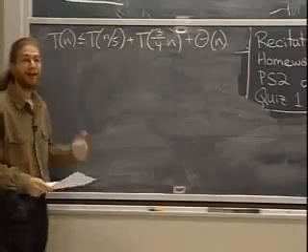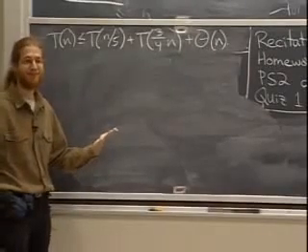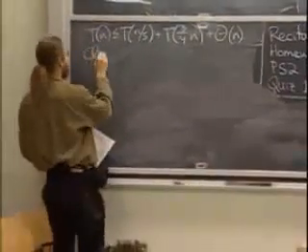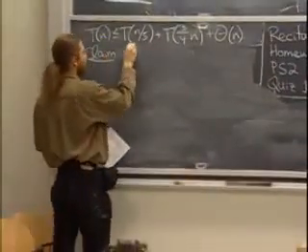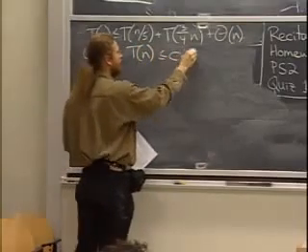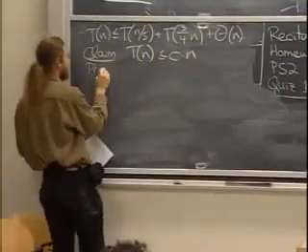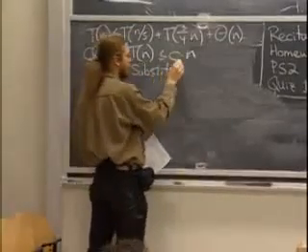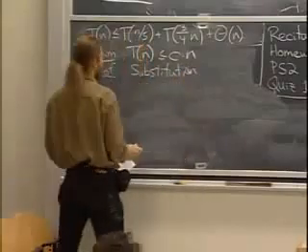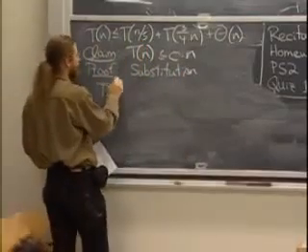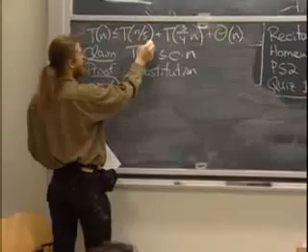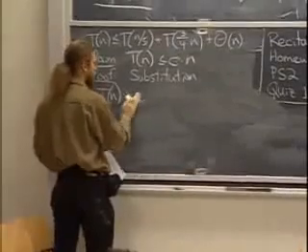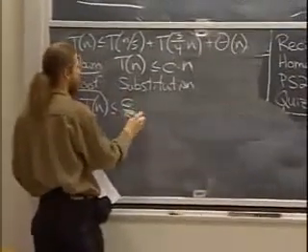So I claim that this is linear. How should I prove it? Substitution, yeah. Claim that T of n is at most, again, C times n. That will be enough. Proof is by substitution. So again, we assume that this is true for smaller n, and we want to prove it for n. So we have T of n is at most this thing, T of n over 5. And by induction, because n over 5 is smaller than n, we know this is at most C over 5 times n.